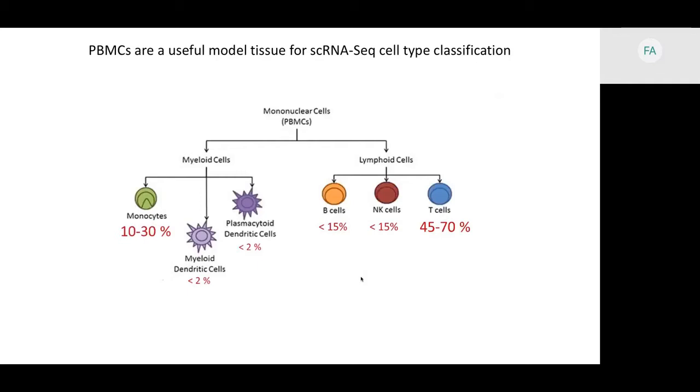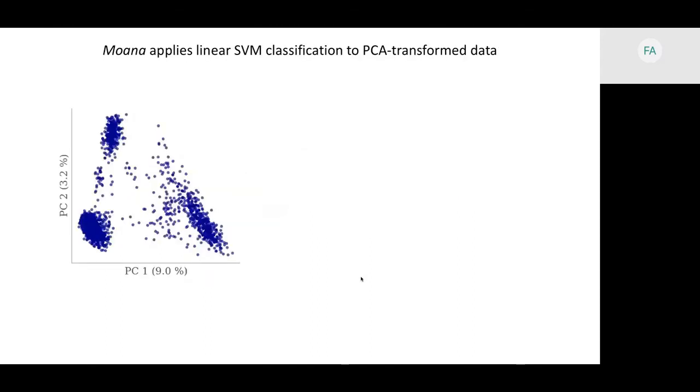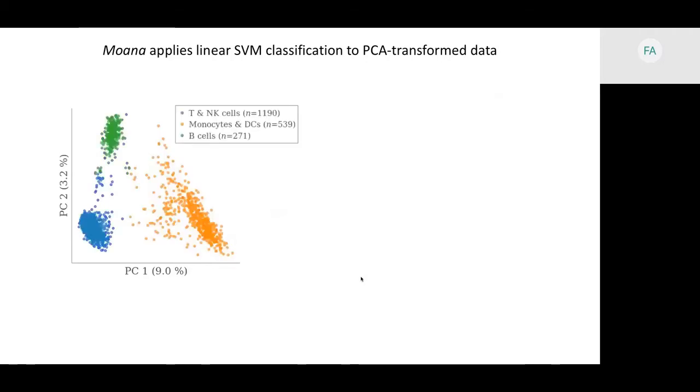We think PBMCs are very useful for this type of problem as a model because we know a lot about PBMCs, we know what cell types are in them, and we have these different levels of resolution. So we have myeloid cells, lymphoid cells, different subtypes of T cells. So I wanted to describe very briefly how our framework works. So first, basically, we're just doing PCA, let's say on the entire PBMC data set, and then you get something like this. Then we do clustering and cell type annotation, which I'm not going to go into right now.